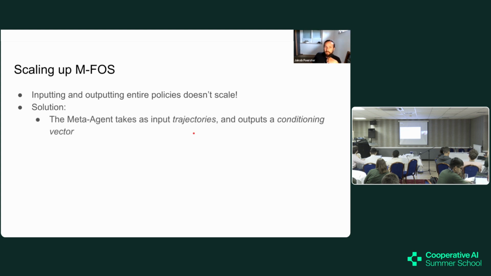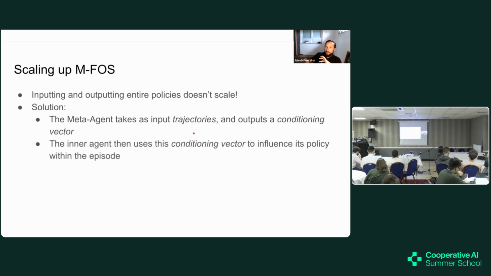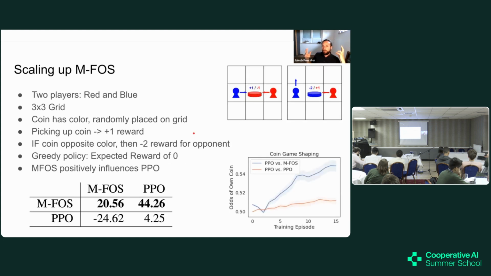So what we've done is we've trained meta agents that take as input trajectories and then output conditioning vectors that basically say there's some type of summary of the policy, and the inner agent then uses the conditioning vector to influence its policy within that episode. That's something we've done. And with this, we've scaled this all the way to the coin game.